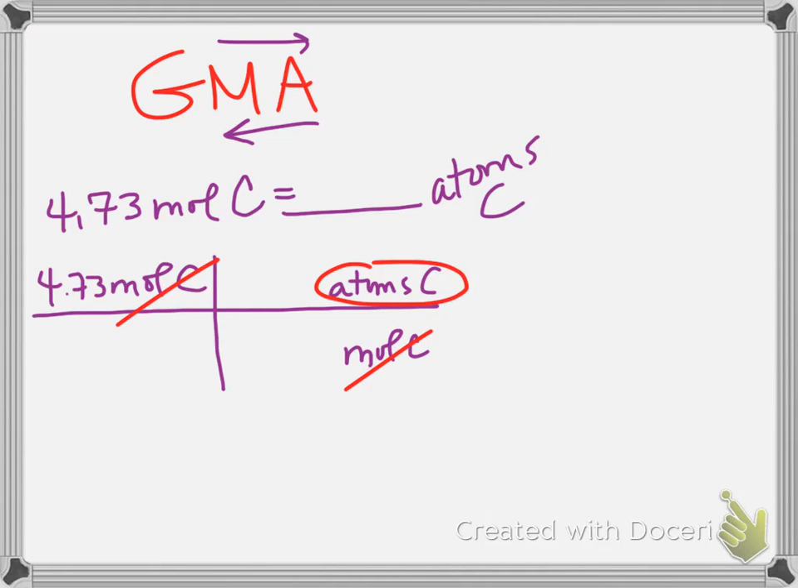So, here's the thing. When you're doing conversion factors and you have moles of carbon or moles of iron or moles of dirty socks, moles of stinky 10-year-olds, there's only one number that's ever going to go in front of moles, and that's 1. 1 mole of carbon atoms is how many carbon atoms? How many donuts in a dozen? 12. How many pieces in a mole? 6.022 times 10 to the 23rd atoms of carbon in 1 mole of carbon.